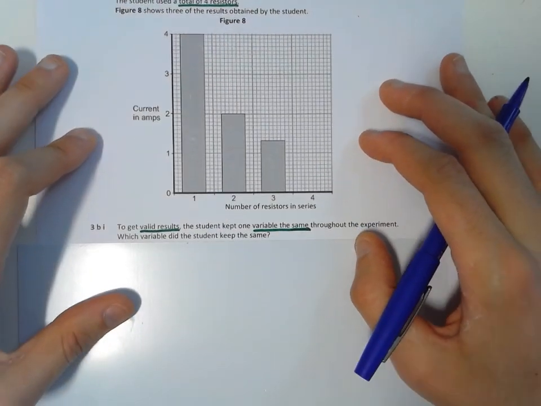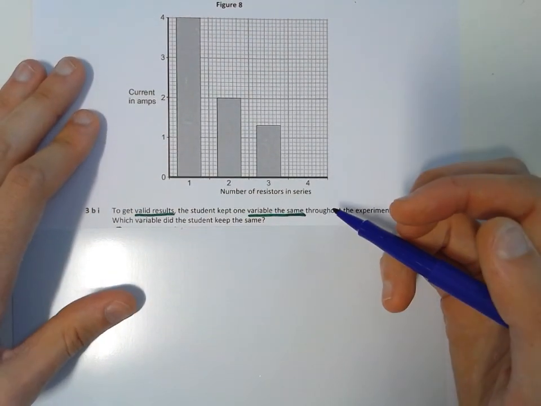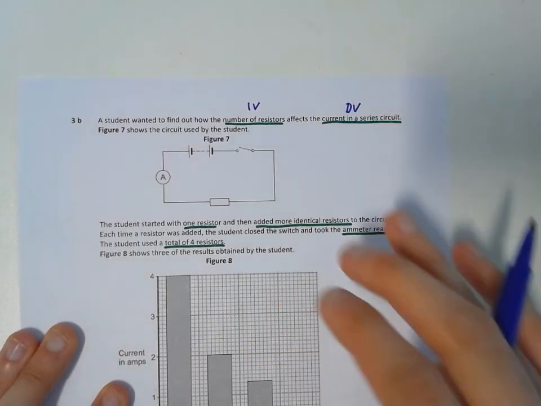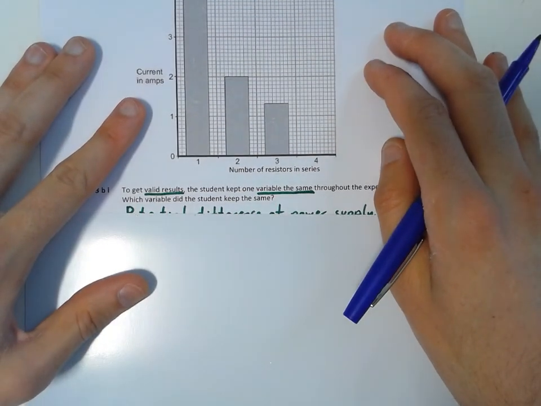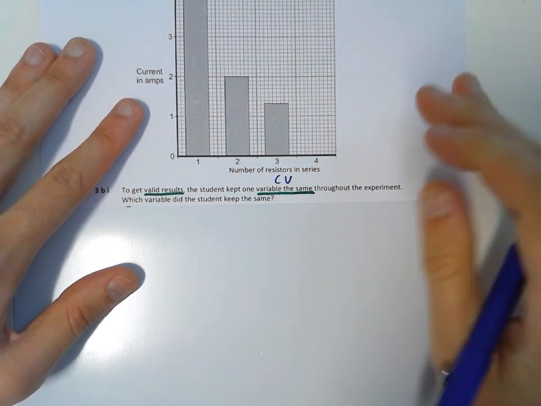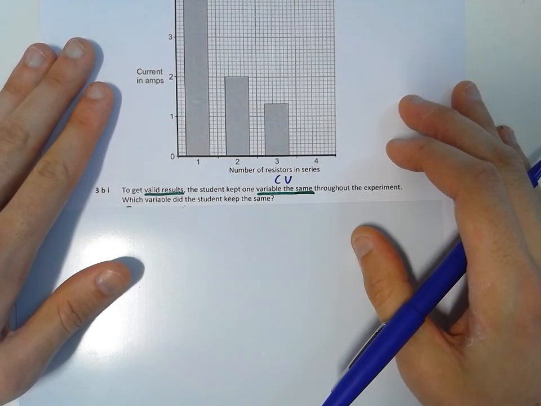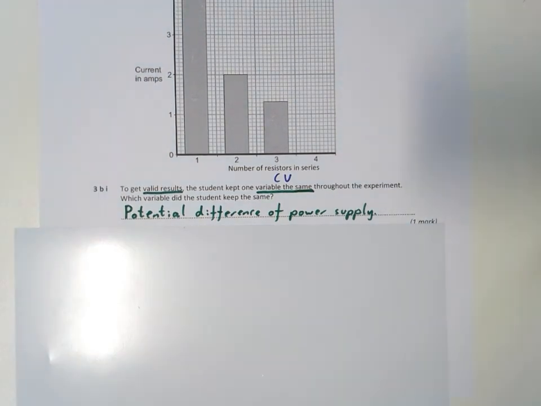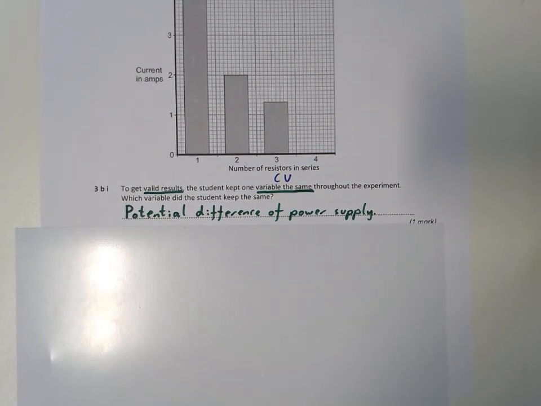To get valid results, the student kept one variable the same. Remember we talked about our independent and dependent variables. Well, here they're going to be asking us about our control variables. You need to think of a control variable here. Which variable did the student keep the same? That was the potential difference of the power supply. You could have also said the number of cells as well. That would be fine.